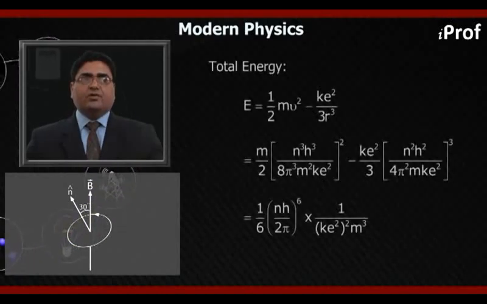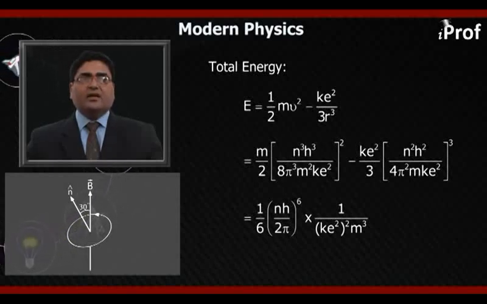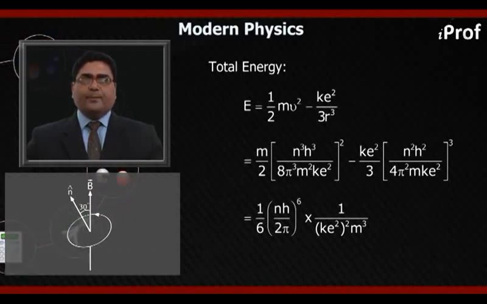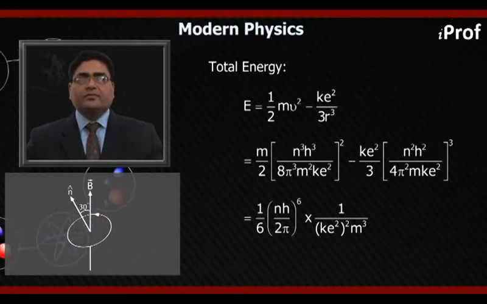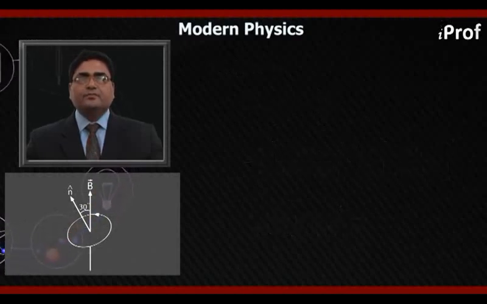Total energy E = ½mv² - k²/3r³ = (m/2) × n⁶h⁶/8π³m²k² ... minus k²/3 × (n²h²/4π²mk²)³ = 1/6 × (nh/2π)⁶ × (1/k²)² × m³... So energy is proportional to n⁶.